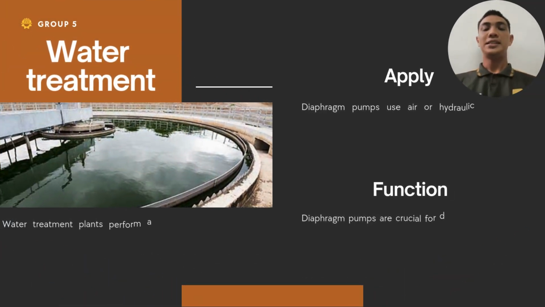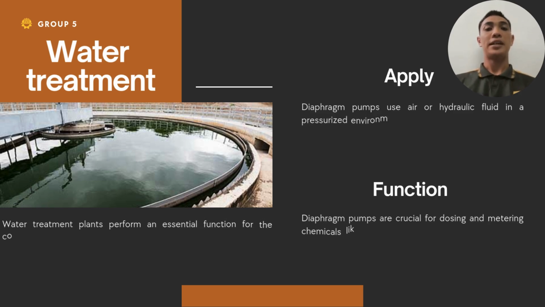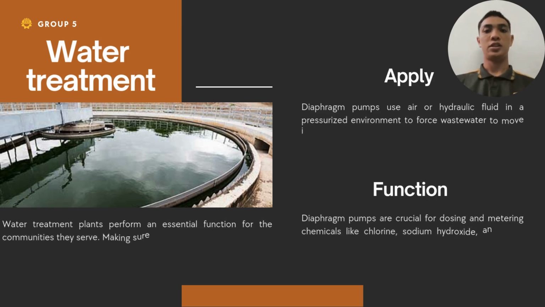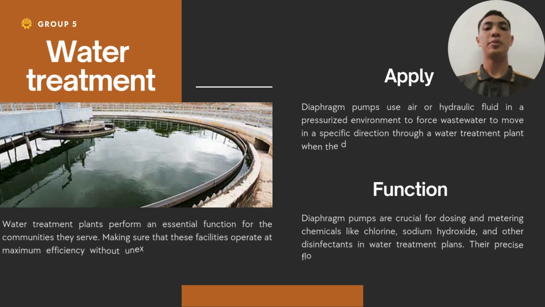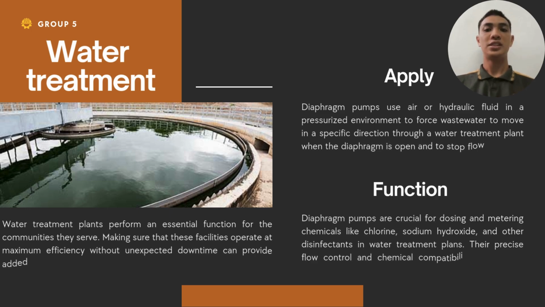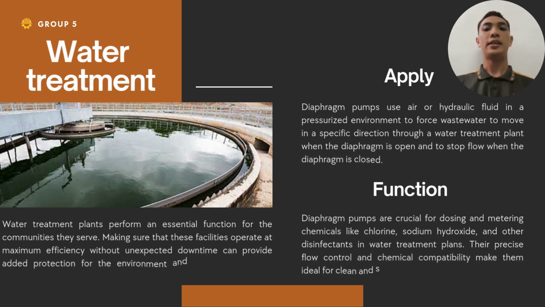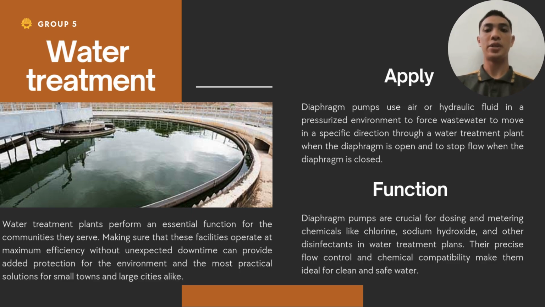Next is a water treatment plant. Water treatment plant is very important for a community. We want the plant to operate at maximum efficiency. How does it apply? When the diaphragm pump is open, it uses air or hydraulic fluid in a pressurized environment to force wastewater to move in a specific direction in the water treatment plant. And when the diaphragm pump is closed, it will stop flowing.